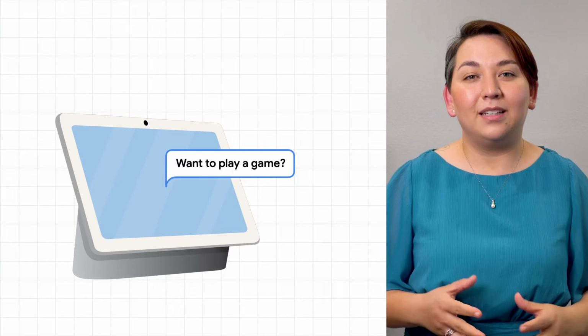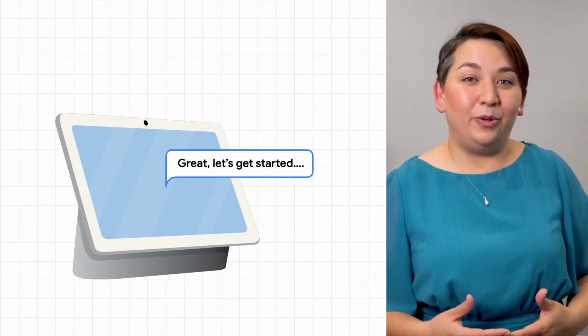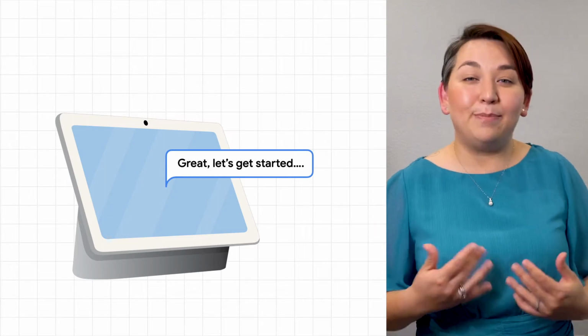Want to play the game? Yes, I do. Great. Let's get started. When I said yes, I do, you can probably tell that I'm agreeing to play the game. If I said yep instead, it would still be the same. I'm agreeing. I'm saying yes.